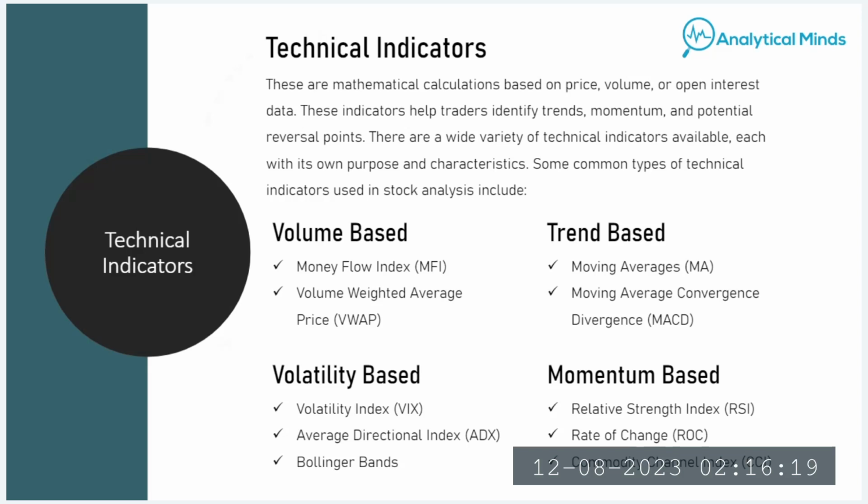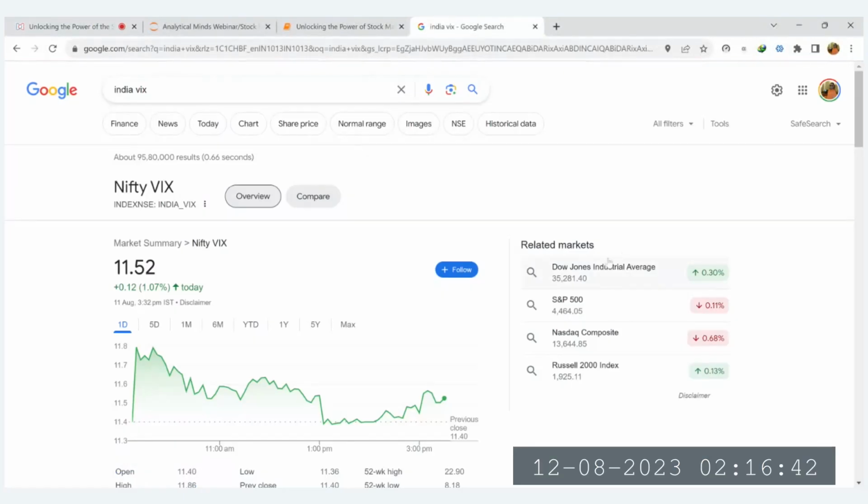You can simply go to Google and type India VIX, and you'll get a number there. Let me try to show you that number. Just a second. So this is what India VIX looks like. You just search India VIX and you get a number here. This number helps you understand the volatility part, how volatile the market is.